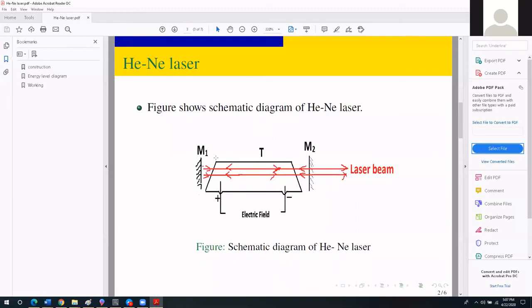Okay, so hope you understood. Simple diagram of helium neon laser, and which contains a what? Uniform bore glass tube T. Bore means the inner part will be uniform. That is called bore. Uniform bore glass tube T, which contains a mixture of helium and neon.